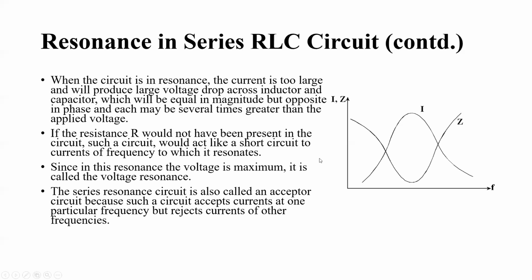The series resonance circuit is also called an acceptor circuit because such a circuit accepts current at one particular frequency but rejects current of all other frequencies. That means it only accepts current at a particular frequency. That's why this type of circuit is used in receiving antennas as well as radio receivers.